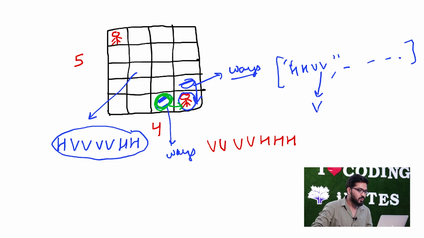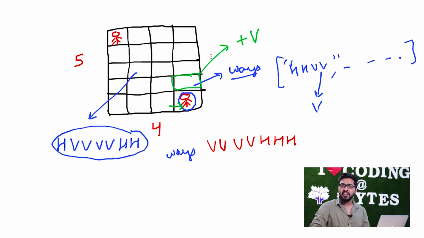So again, try to understand this: we are going to find all the possible paths till this box and we are simply going to add V to that, because the last step has to be vertical. And also we are going to find all the possible paths till this box and we are going to add H to this, because the last step has to be horizontal from this, right?